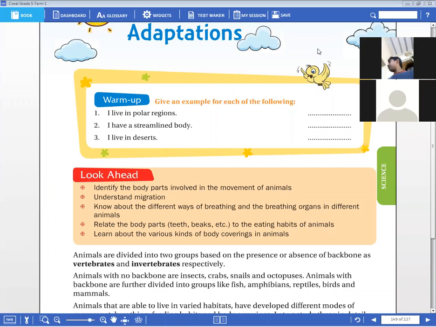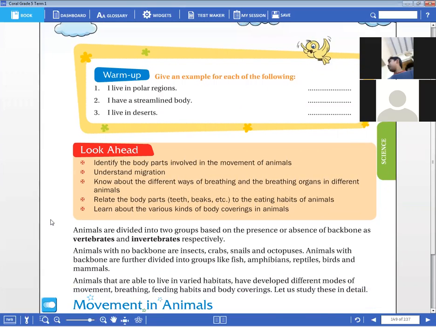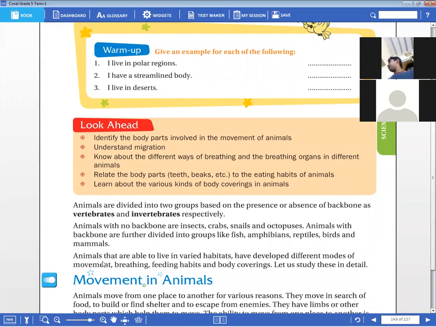Octopus, further, amphibians, reptiles, mammals, habitant.